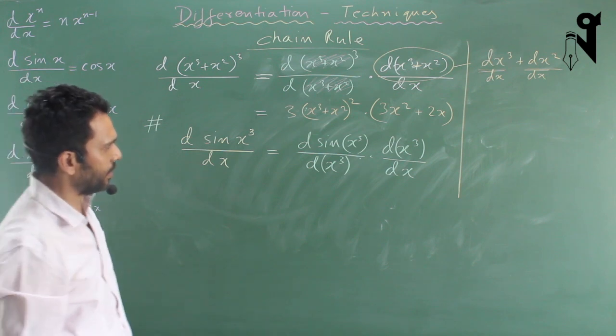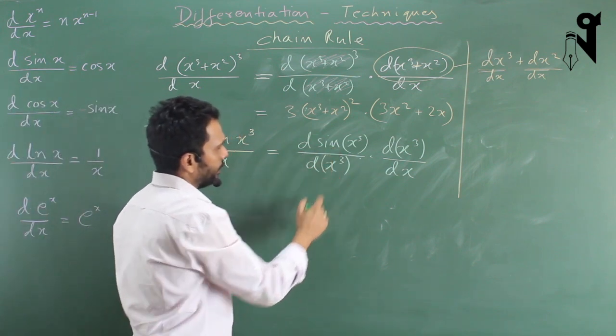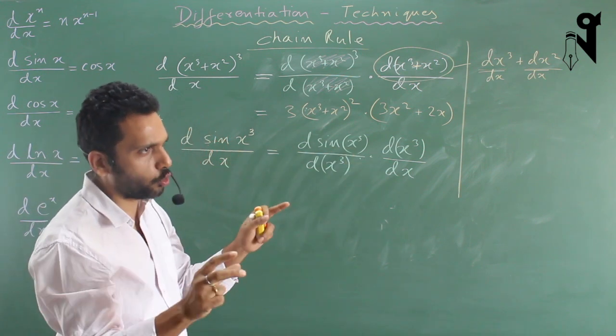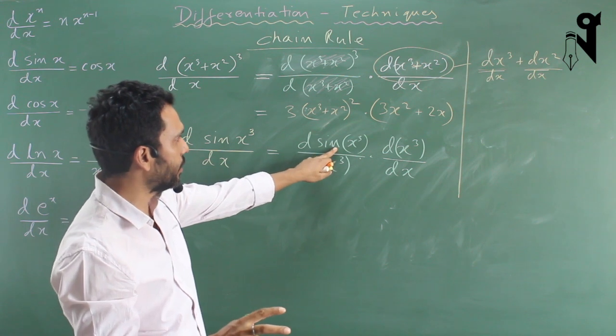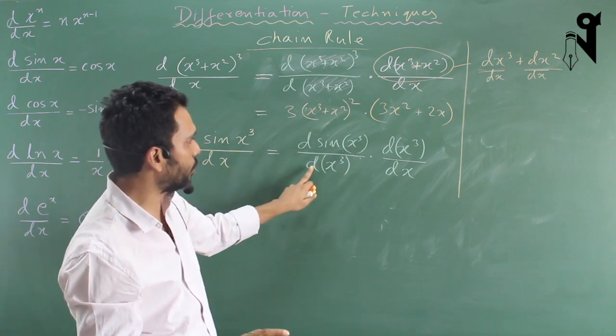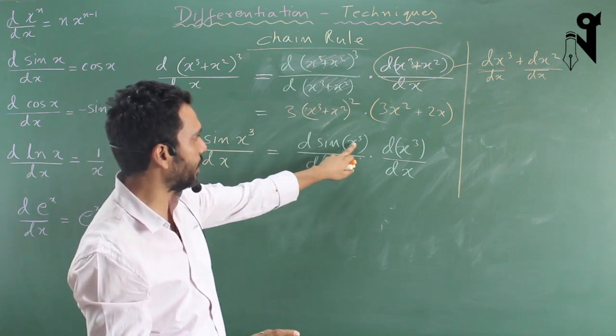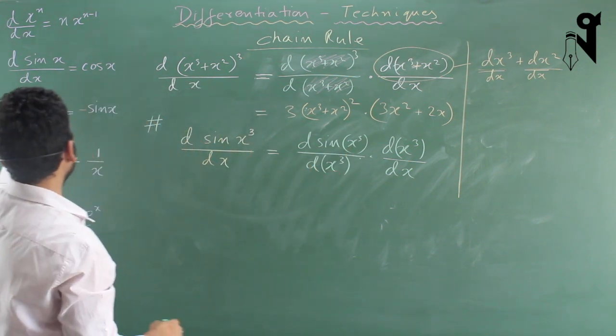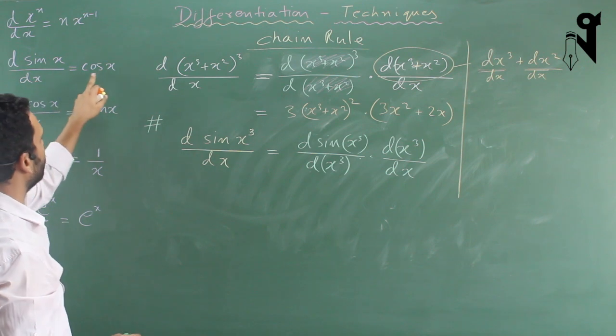Now can I differentiate this? You can read x cube as t in your head. X cube as t. So what is this question? D sin t with respect to t. D sin t dt. So what's the answer? D sin t dt will be cos t.